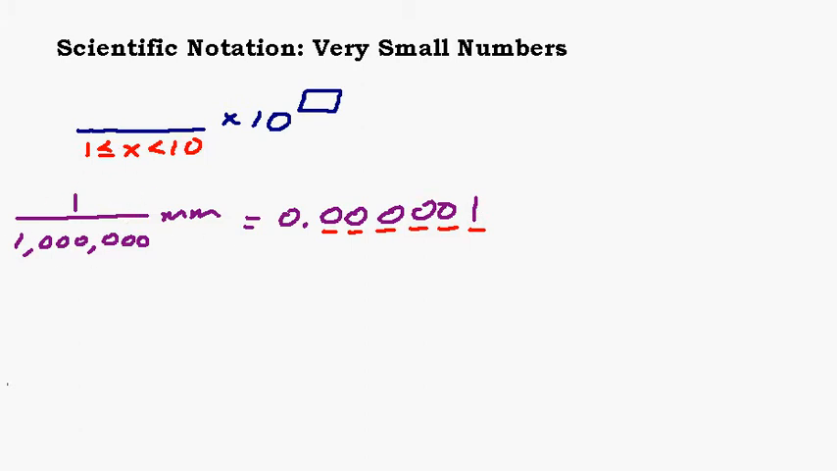To write this in scientific notation, I need to move my decimal to the right so that this number is between 1 and 10. In this case, it's going to be 1. So let's move that decimal over 1, 2, 3, 4, 5, 6 places, and then my decimal would go right there. So in scientific notation, I would have 1 times 10 to the -6th. Because it's a very small number, I'm using a negative exponent.